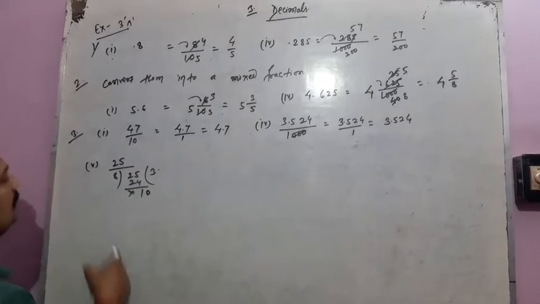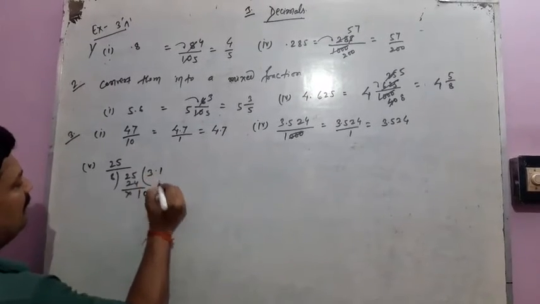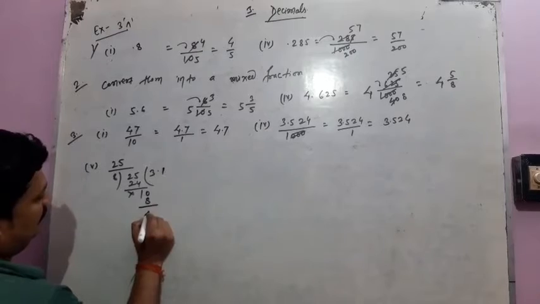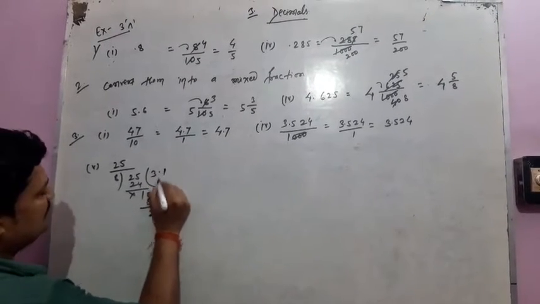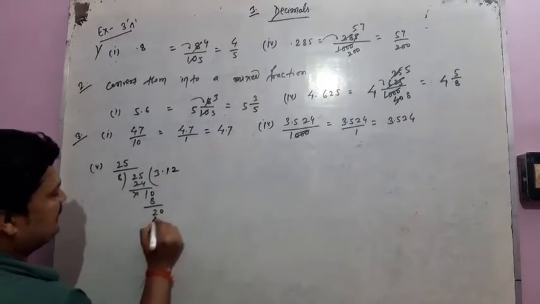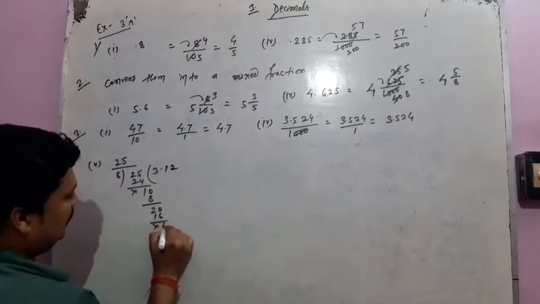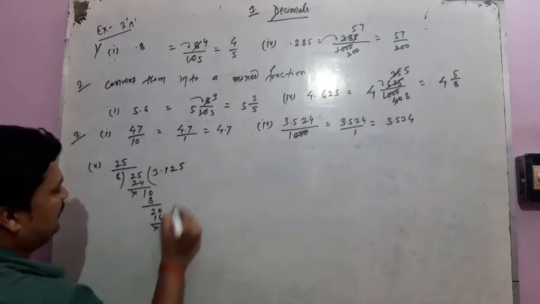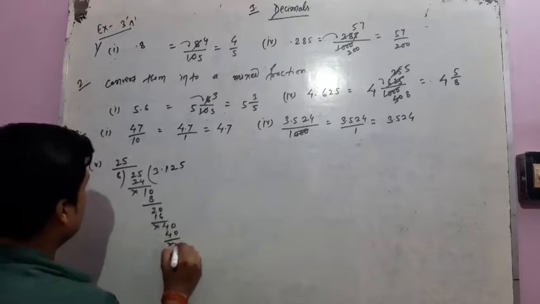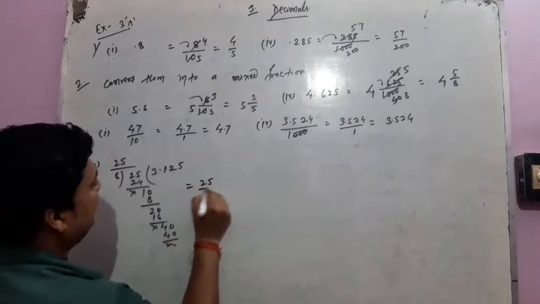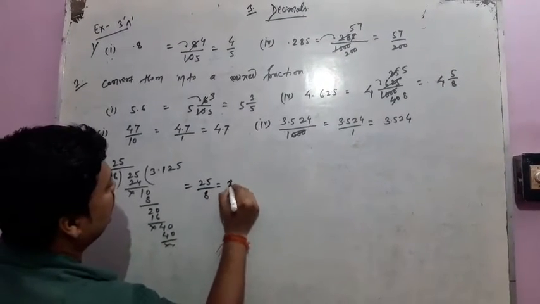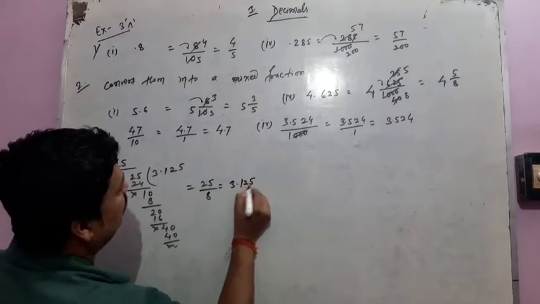Now we have taken 1 zero. Now 10 divided by 8 goes 1 time. Remainder 2. Again with this decimal we will take 0 here. 8 twos are 16. Here 4 remains. 8 fives are 40. So the value of 25 by 8 is equal to 3.125.